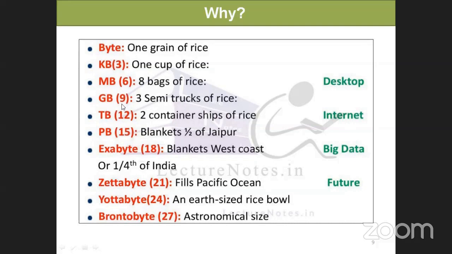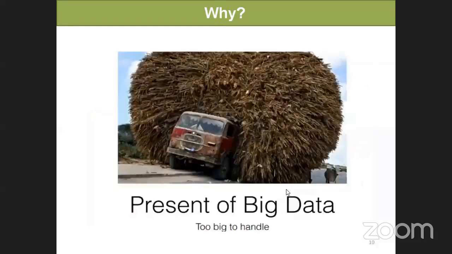Then a gigabyte is 3 semi trucks of rice, and a terabyte is 2 container ships of rice. Then petabytes, exabytes, zettabytes, yottabytes. These are the sizes of the data. On the desktop we have up to the megabyte, then the internet, terabyte, then big data, exabyte. Now we are reaching zettabytes. This diagram gives the present scenario of big data. It is too big to handle.